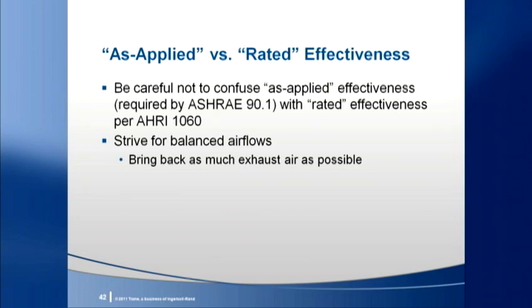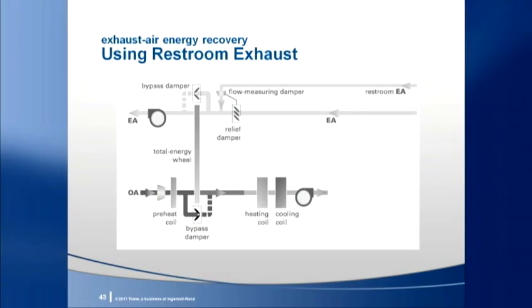To minimize the heat recovery exchange area, try to bring back as much exhaust air as possible. An often unused source of that exhaust air is from the restrooms. Restroom exhaust can be used for energy recovery and may need to be used to better balance the outdoor air and exhaust airflows through the device. This is a schematic of a system we have done which ducts the restroom exhaust back to a central point and mixes it with the building exhaust immediately upstream of the energy recovery device.